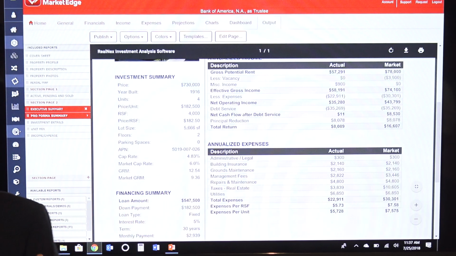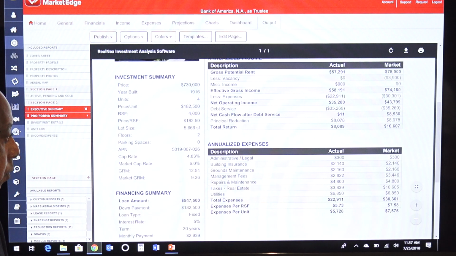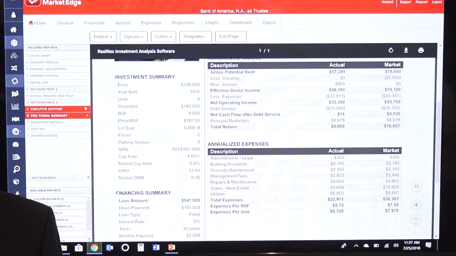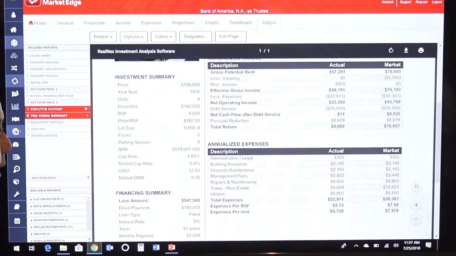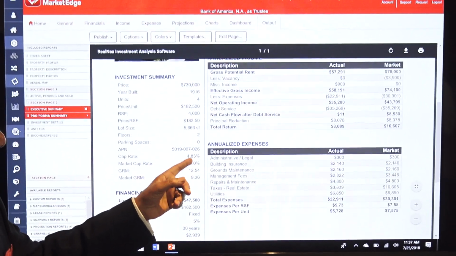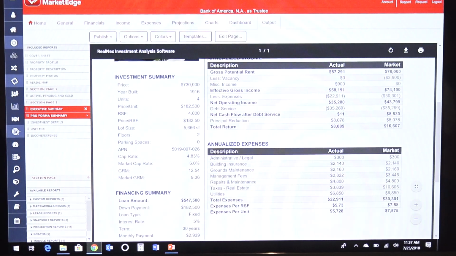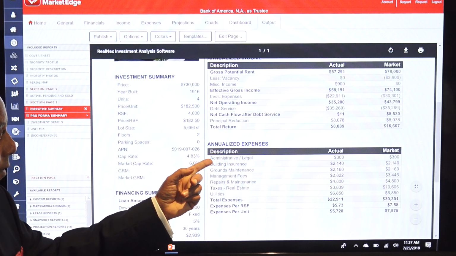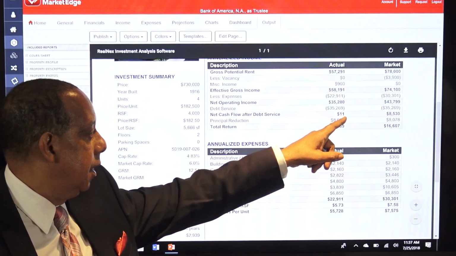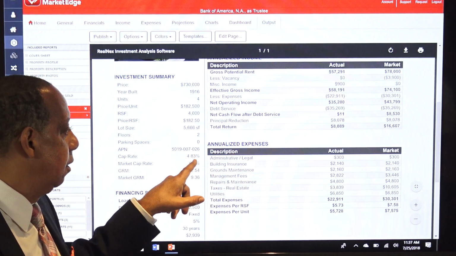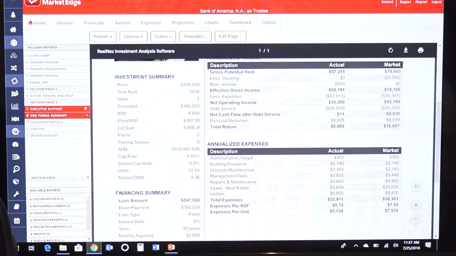But how is that possible that with only $11 cash flow, you get a 4.83% cap rate? That's a great question. And the answer is that the cash flow doesn't have a lot to do with the cap rate. Remember what your cap rate is. Your cap rate is an indicator, a rate of return on the property. So just because you're getting $11 after debt service and everything, that doesn't mean this is not the correct cap rate, right?